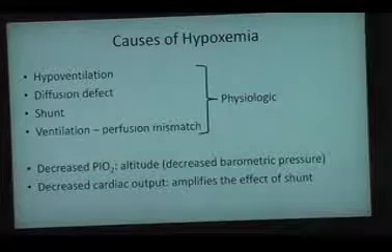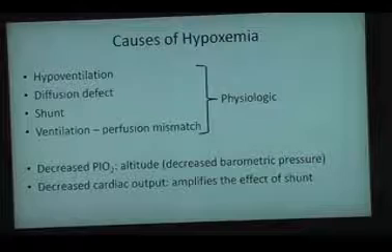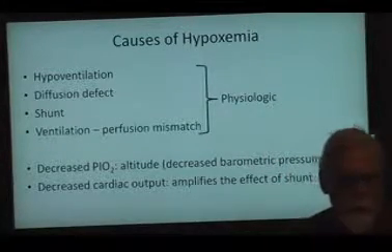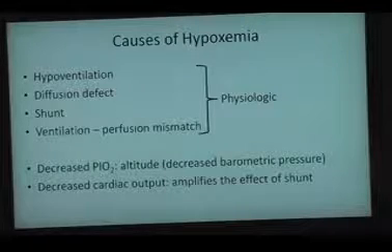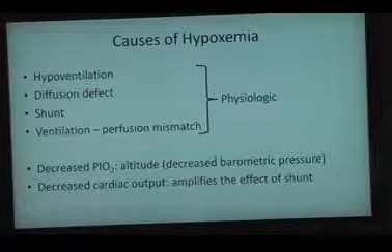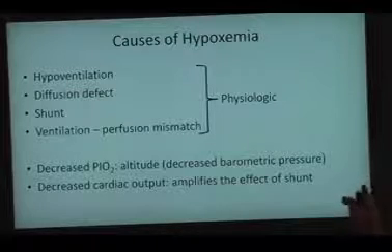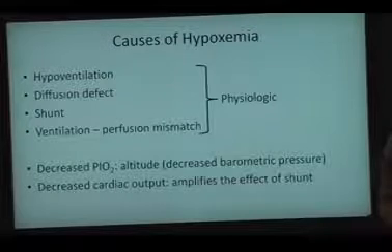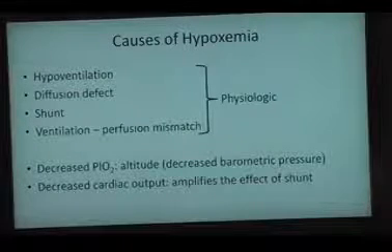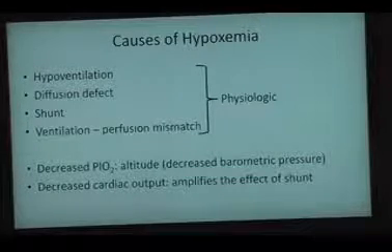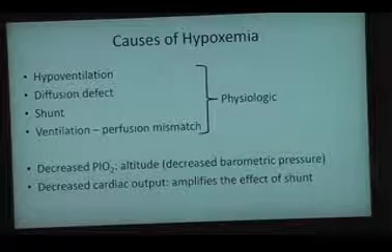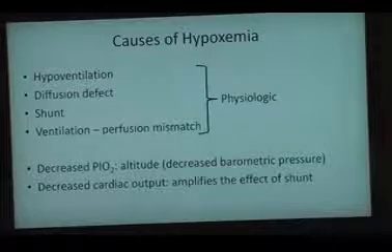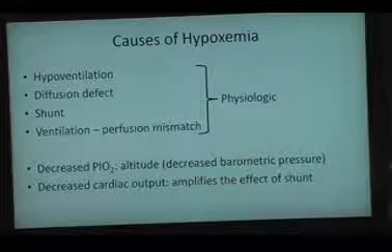So there are 4 physiologic causes of hypoxemia. And they are hypoventilation, and we'll expand in more detail on the next slide about how hypoventilation can lead to hypoxemia. So that has to do with the alveolar gas equation. Diffusion defect, that we talked about 2 times ago, where there is a problem with the alveolar capillary membrane. Shunt, which we will talk about in detail today. And ventilation perfusion mismatch, which we will talk about today.